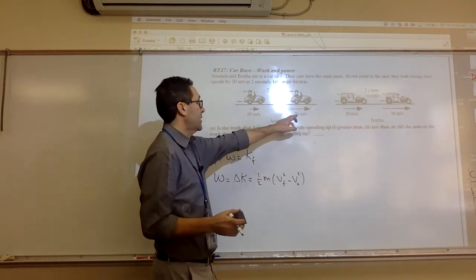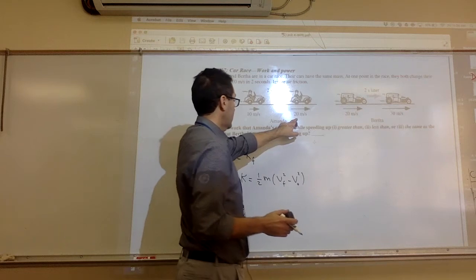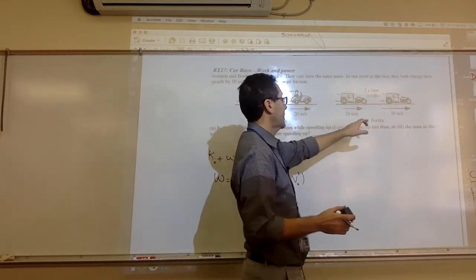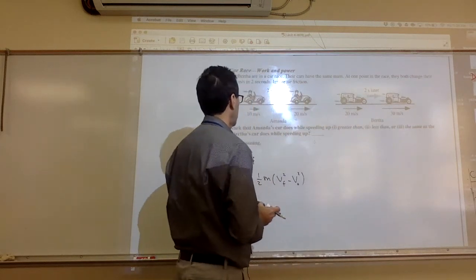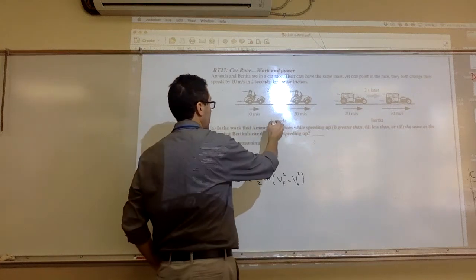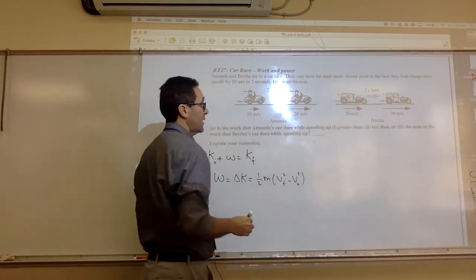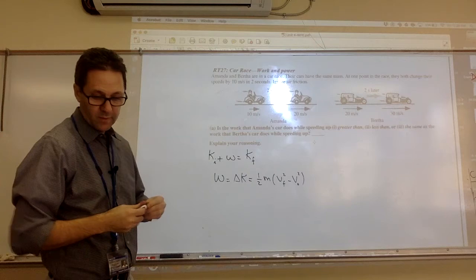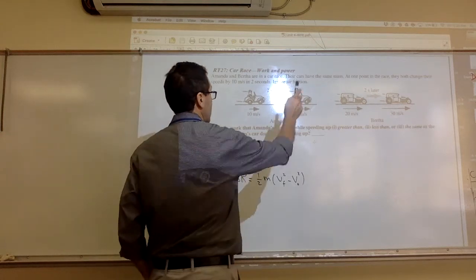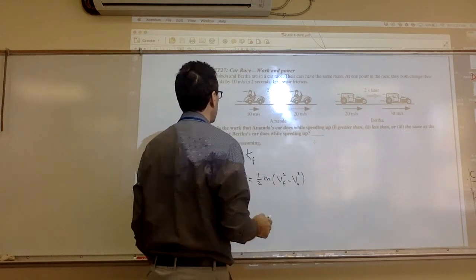Now, the difference of squares here is definitely less than the difference of squares over there. Here, I think we got a difference of 300. Over there, I think we get 500. So there is definitely more work being done on the other side.